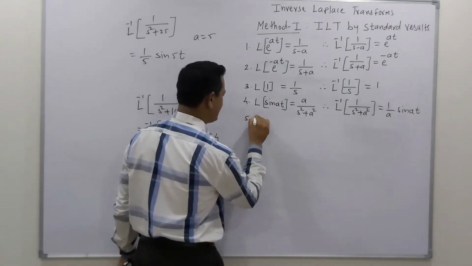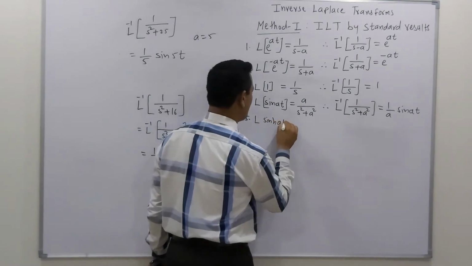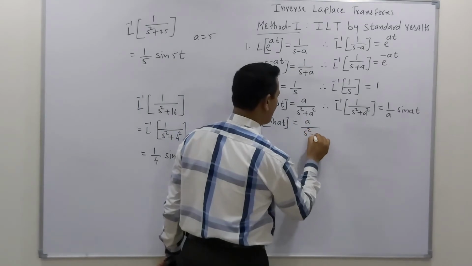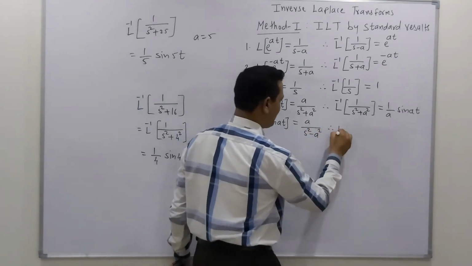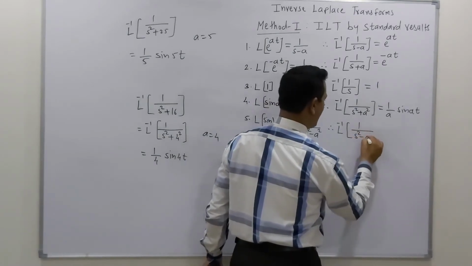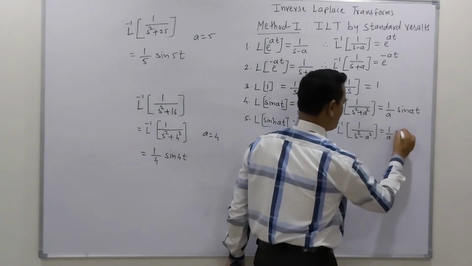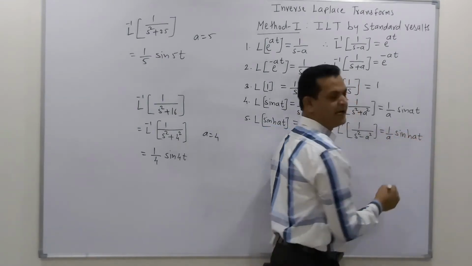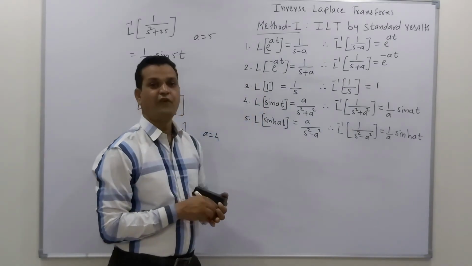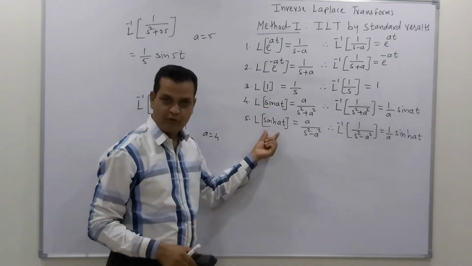Now let's discuss the next result. The Laplace transformation of the hyperbolic sine function is known to us. Its value is a upon s square minus a square. Therefore, the inverse Laplace transformation of 1 upon s square minus a square is 1 upon a into sinh of at. Now the question is, what is the difference between the fourth and fifth results? Here this is a sine term and this is a hyperbolic sine function.